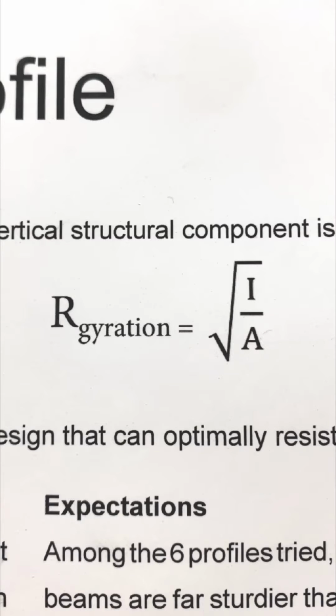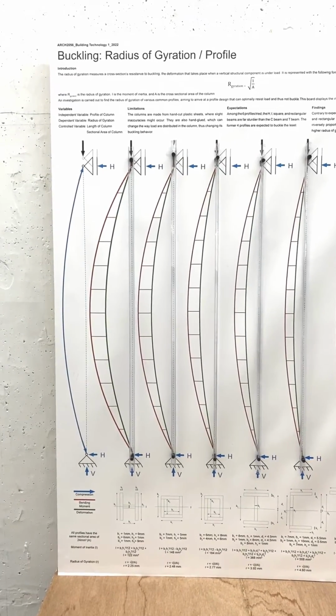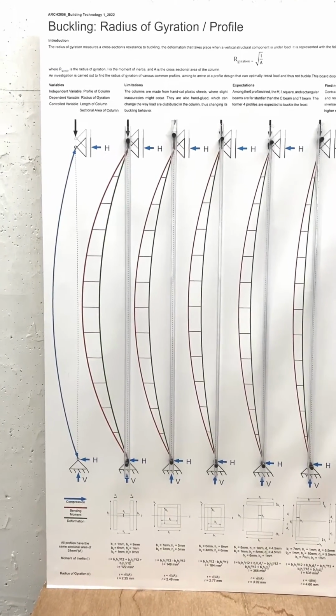It is expressed with this formula, where R is the radius of gyration, I is the moment of inertia, and A is the sectional area of the profile. The moment of inertia changes with each shape of profile, thus establishing a relationship between radius of gyration and profiles. With this interactive setup, we are able to clearly compare the degree of buckling of different profiles.